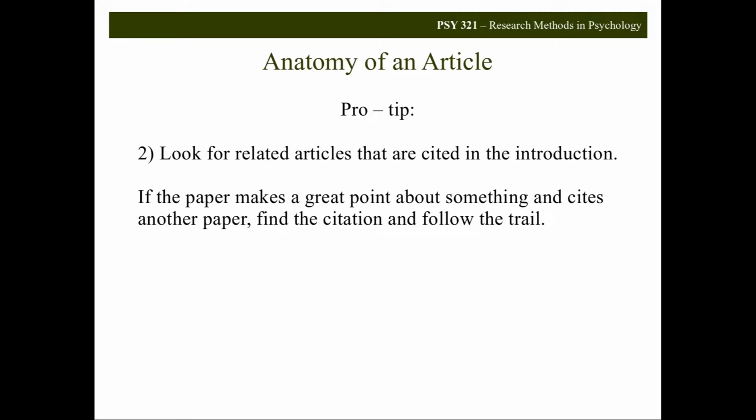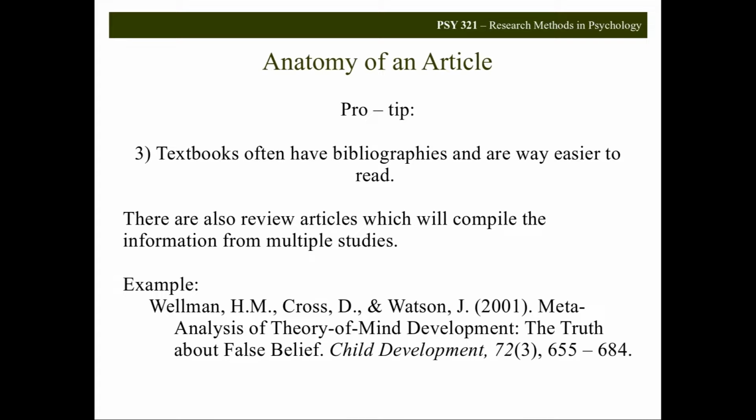Look for related articles that are cited in the introduction. If the paper makes a great point, follow the trail. Everything that they cite is going to be in the reference list. And along these lines, textbooks have bibliographies as well, so you can find some really great articles, kind of fundamental articles. Usually textbooks are not super cutting edge with what just was published, but they're good for finding historically meaningful articles in research. There are also these things called meta-analyses or review articles as well.